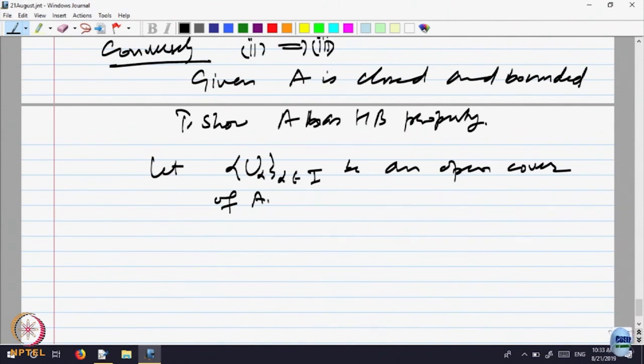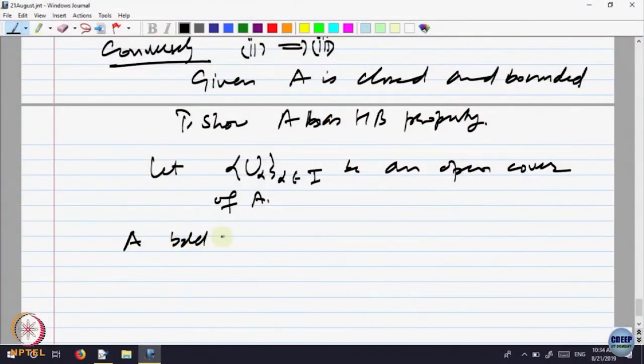If A were an interval, that we have already proved. If A were an interval, we just now proved in the beginning that if A is a closed bounded interval, then it has Heine-Borel property. But A may not be a closed bounded interval, but it is a closed bounded set. So, that means what? If it is a bounded set, at least it will be inside a closed bounded interval. So, A bounded implies there exists a natural number n such that A is inside minus n to plus n.